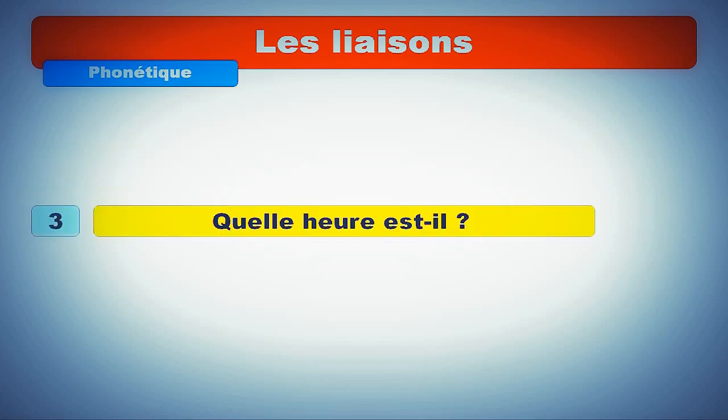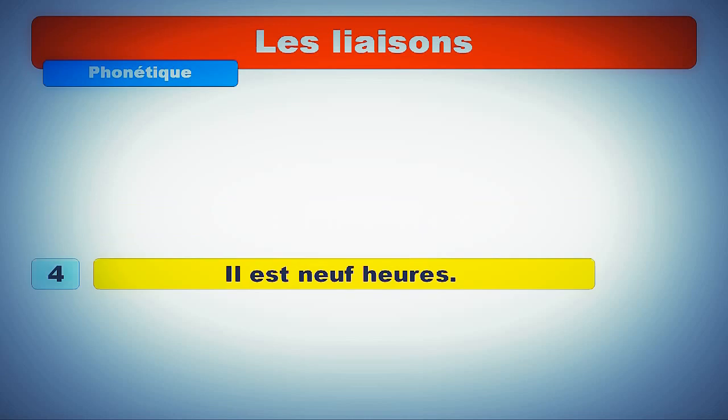Third example. Quelle heure est-il? Then let's see how it goes with the liaison. It's quite easy to figure, because you get this trait d'union between est and il. So we'll have to pronounce est-il. The whole sentence sounds like quelle heure est-il? As it's a question, it would be better to raise your voice at the end of the sentence. Repeat. Quelle heure est-il?